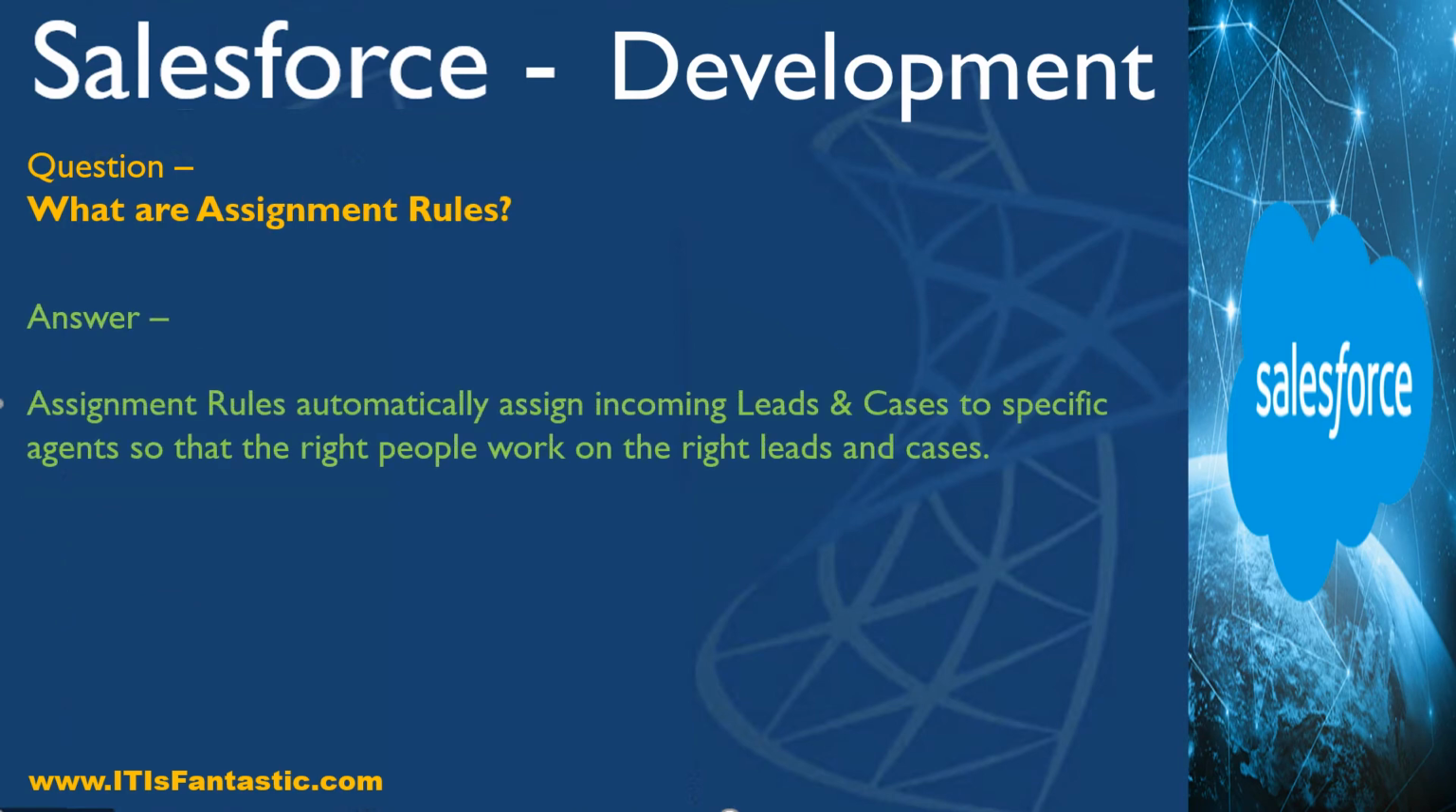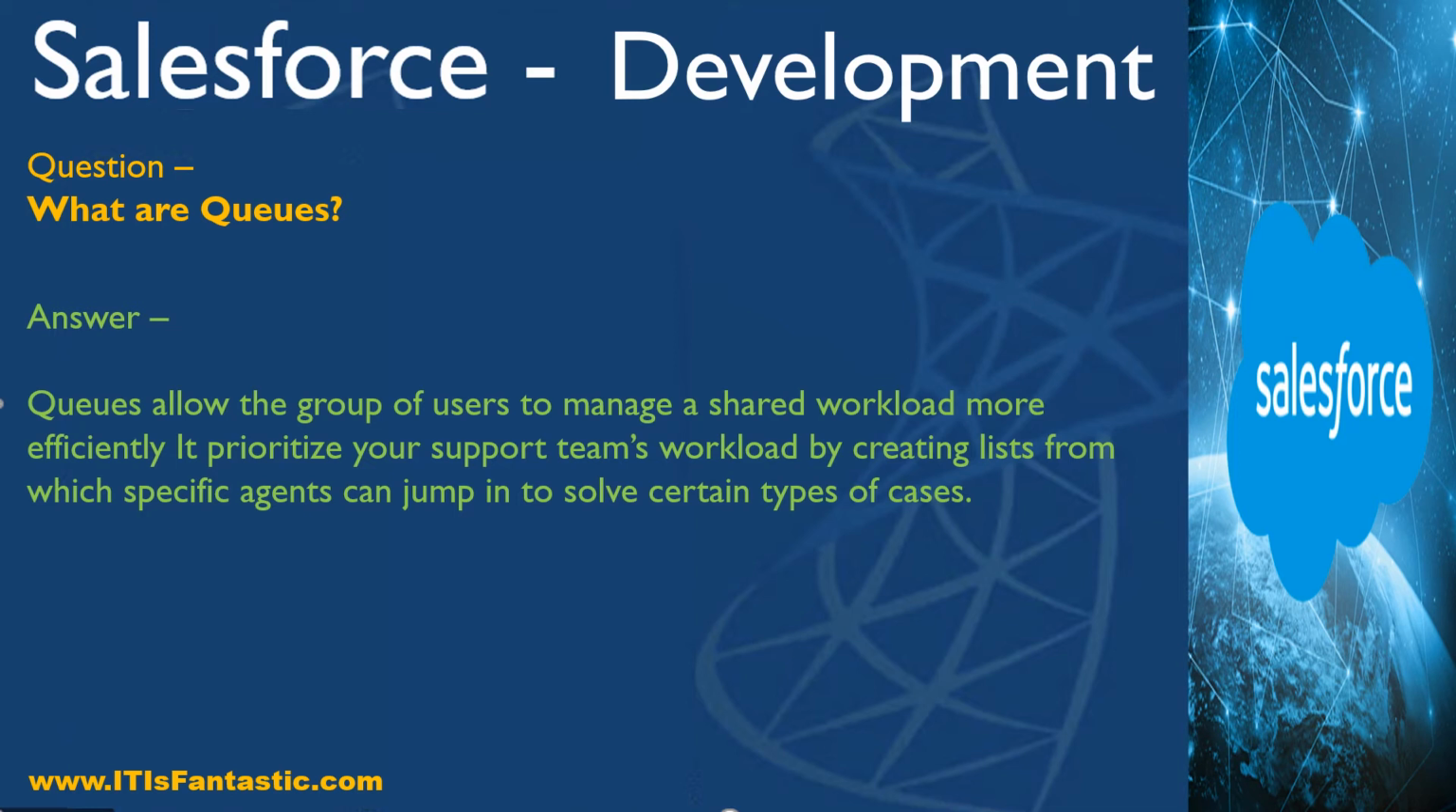What are assignment rules? Assignment rules automatically assign incoming leads and cases to specific agents so that the right people work on the right leads and cases. What are queues? Queues in Salesforce allow a group of users to manage a shared workload more efficiently. It prioritizes our support team's workload by creating lists from which specific agents can jump in to solve certain types of cases.